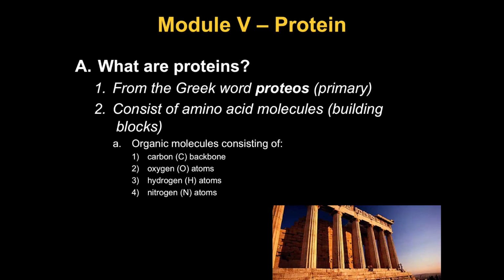Module 5, protein. So what are proteins? The word protein is derived from the Greek word proteos, which means primary. It consists of amino acid molecules, which are considered the building blocks of protein. So protein is going to contain organic molecules, which means that it's going to contain carbon. We'll have oxygen atoms. It's going to have hydrogen atoms as well as nitrogen atoms.